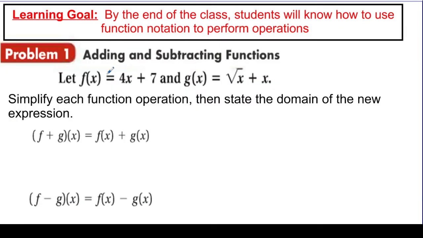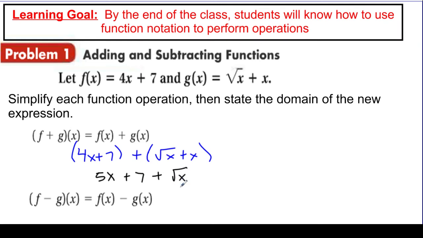Okay, so let's add together two functions. I'm adding together f of x plus g of x. So we're just going to say this is 4x plus 7, plus the square root of x plus x. We're just going to combine like terms. 4x plus x is 5x, plus 7 plus the square root of x. I can't combine the square root of x with anything else, so this is my final answer.